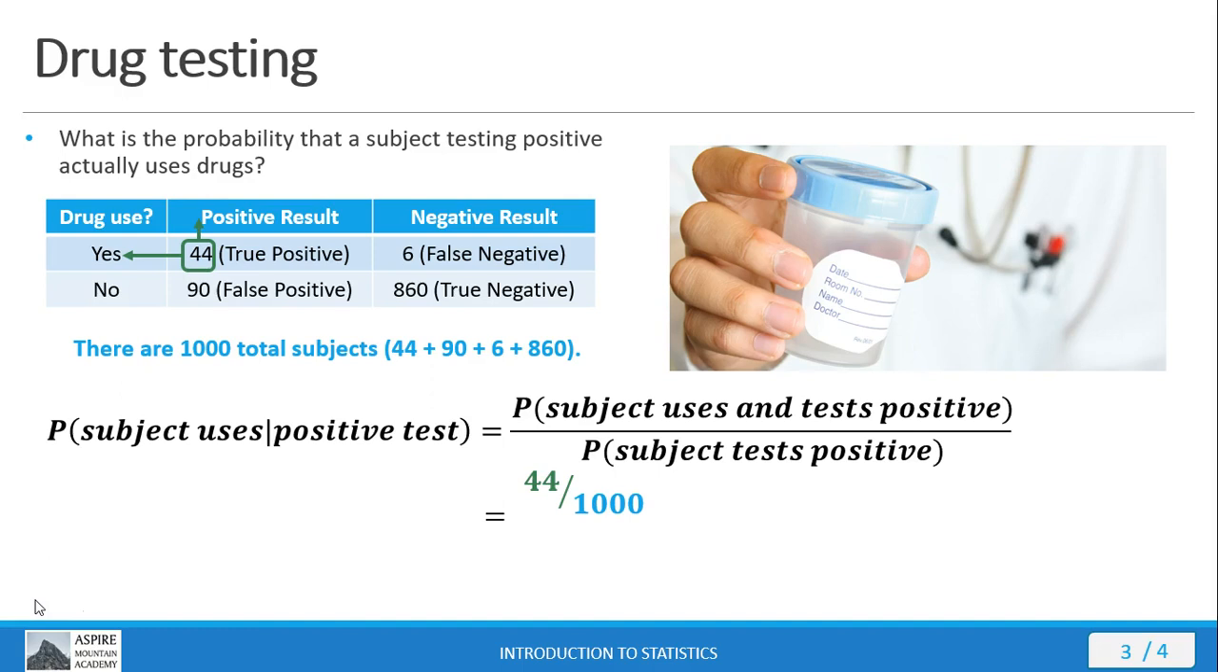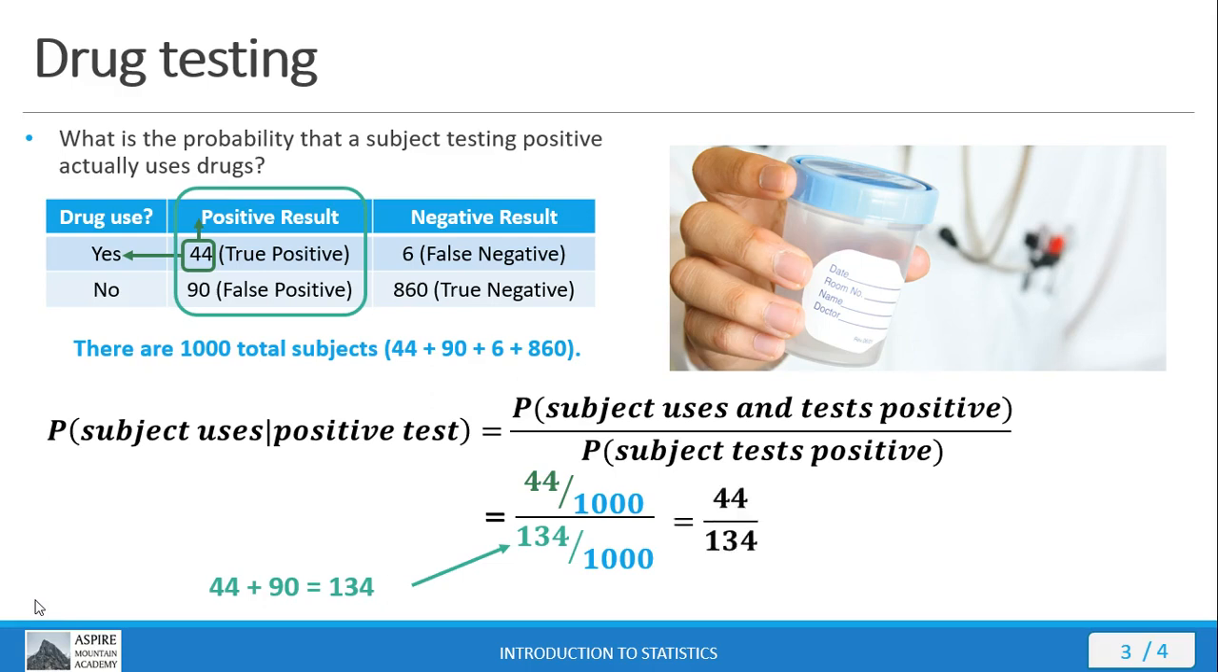Then on the bottom part of the fraction, I've got the probability that the subject tests positive, and this is 134 over 1,000. So the part is 134. Where does that come from? That comes from the entire column of people who have a positive test result. I add that up together, and that gives me the 134 over the whole, which again is 1,000. So now I've got a fraction within a fraction, and from this point, I can just reduce that. Since both of those denominators are the same, they're going to cancel each other out. That leaves me with 44 over 134, which when I divide in my calculator, gives me 32.8%.